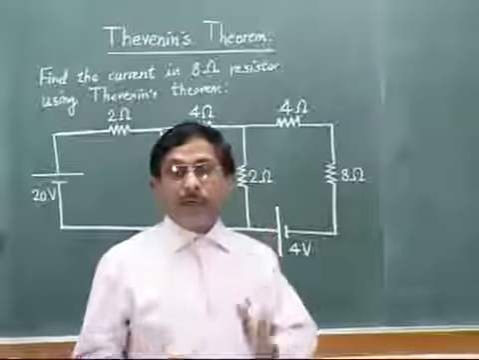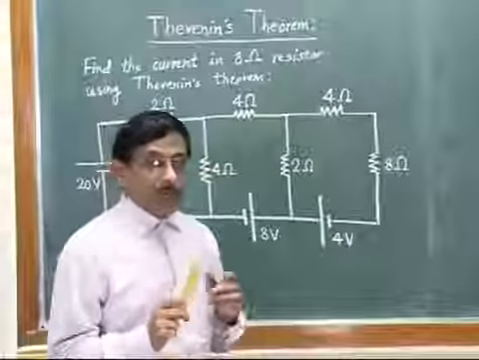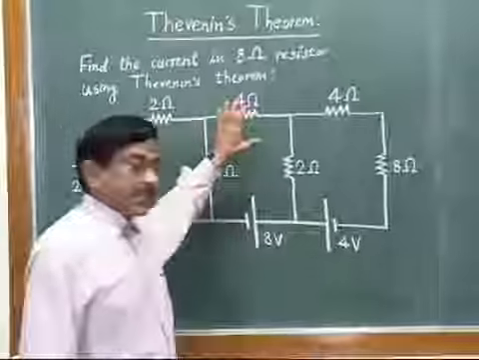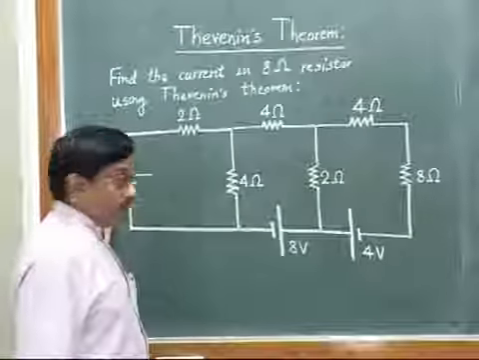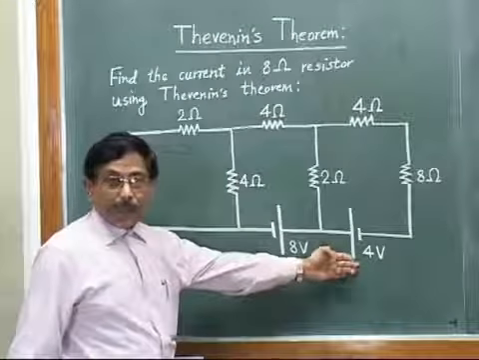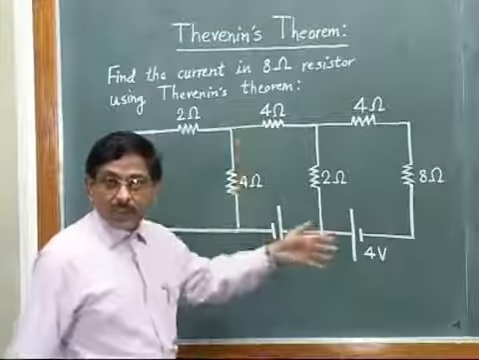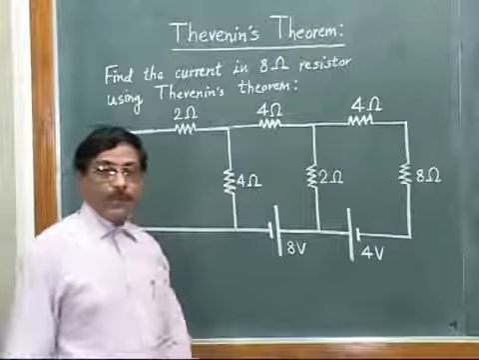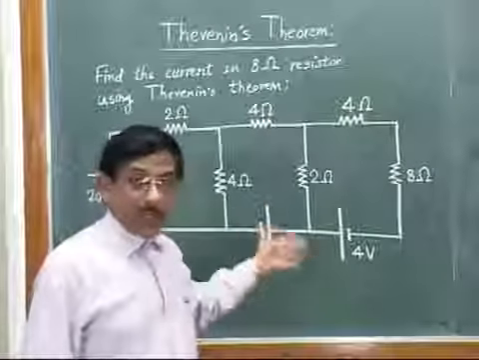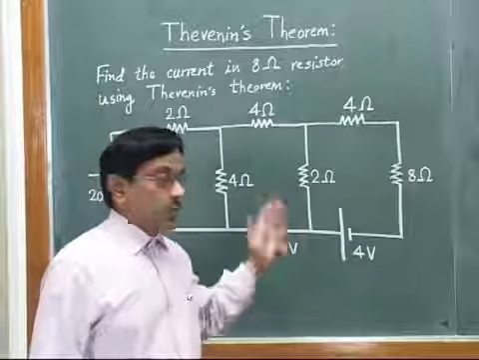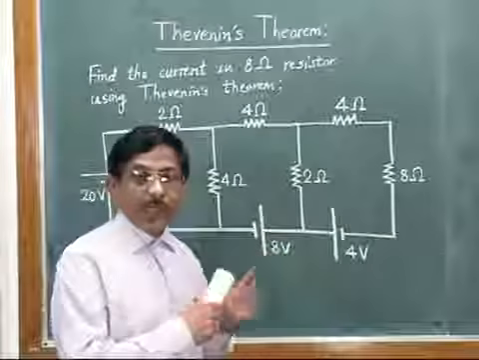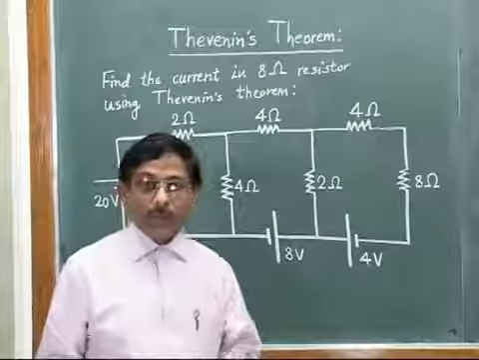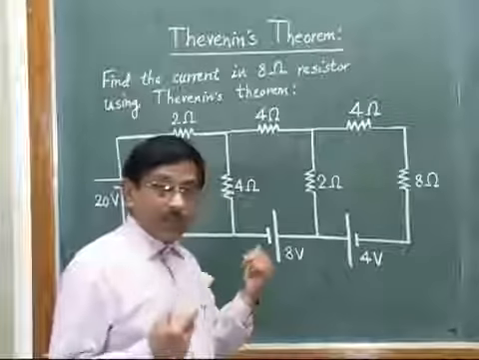Now, in that video I had taken a problem, and the problem statement was to find the current in this 8 ohm resistor. It is the same circuit: a 20 volt battery, an 8 volt battery, a 4 volt battery, in given connections and polarities, and resistors connected in a certain combination. The benefit of taking the same problem here is that once we arrive at the solution with Thevenin's theorem, we can easily cross-check whether our answer is correct, because we have already found the solution earlier.